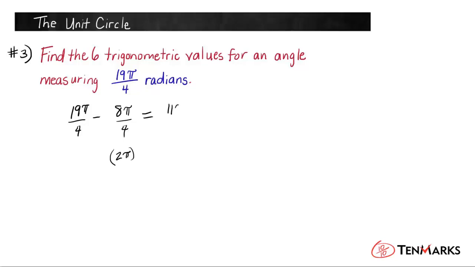That's going to give us 11 pi over 4 radians, which is still more than a complete revolution. So let's do it again. Let's take away another 8 pi over 4 radians, and that's going to give us 11 minus 8 is 3 pi over 4 radians. Now let's make a drawing to make sure that we understand what we just did.